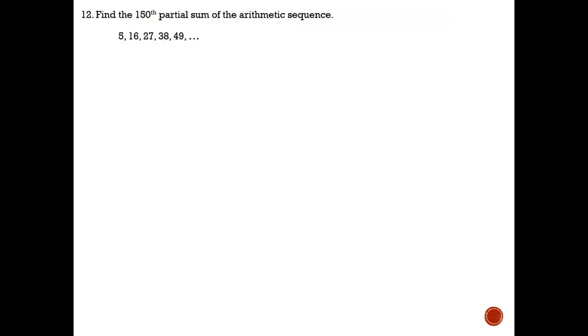Find the 150th partial sum of the arithmetic sequence. The first thing I need to know when reading this problem is that when they say arithmetic sequence, I have a sequence whose pattern is governed by adding or subtracting a common value, or a common difference, which is the correct terminology for our sequences.